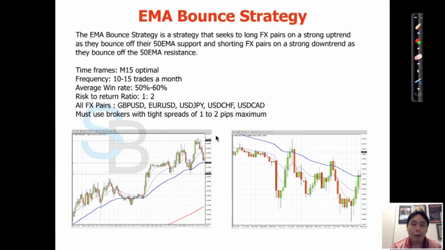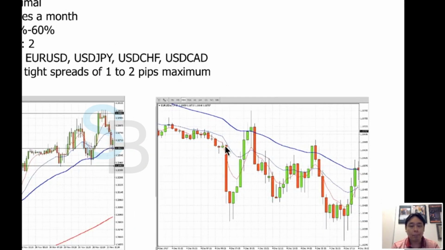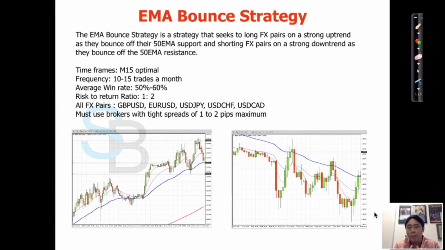At the same time, we go short or we sell FX pairs on a very clear downtrend as they bounce off the 50 EMA resistance. As you can see from this chart, on a very clear downtrend, at times it would find very clear resistance at the 50 moving average. We'll come back down again, 50 moving average, come back down again. As it goes up there, we'll sell short in order to profit as it makes a new low from that resistance. Again, as you observe currency pairs on trends, they don't always bounce off their moving average, but when they do, it becomes extremely reliable and tradable.